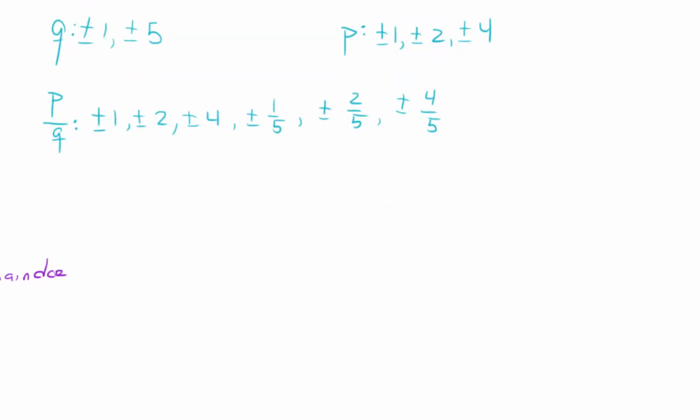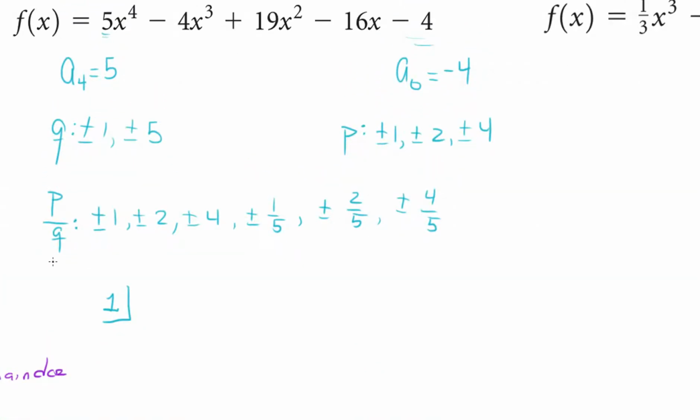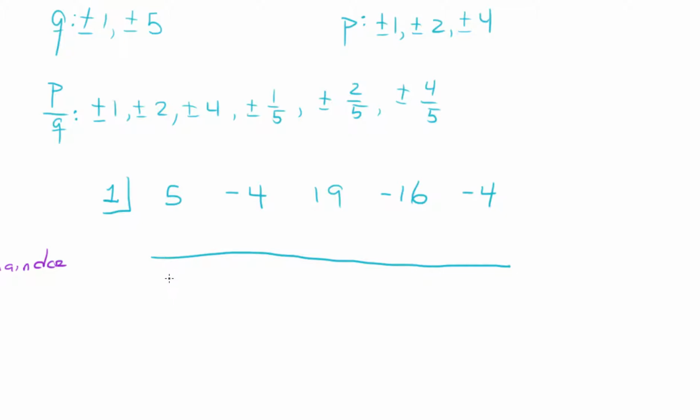Now, you have to check all of them, okay? For this one, I'm going to choose 1 for my division. And then I'm going to write all the coefficients. So 5, negative 4, 19, minus 16, minus 4. Okay? So we lower the 5.